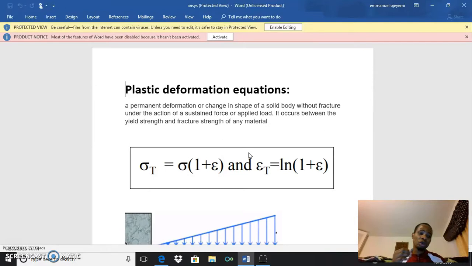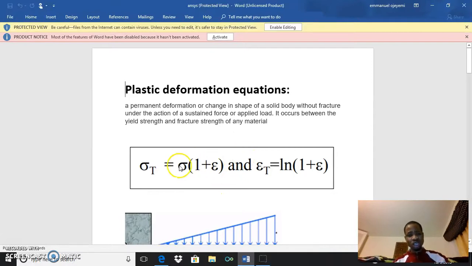So when you apply load on any structure, be it a beam or device, anything that you apply load on, if the stress that you are applying on the structure is more than the yield strength of the structure, the structure will deform permanently. Which means if you remove the load on it, it's not going to come back to the normal shape again. That's what we mean by permanent deformation.